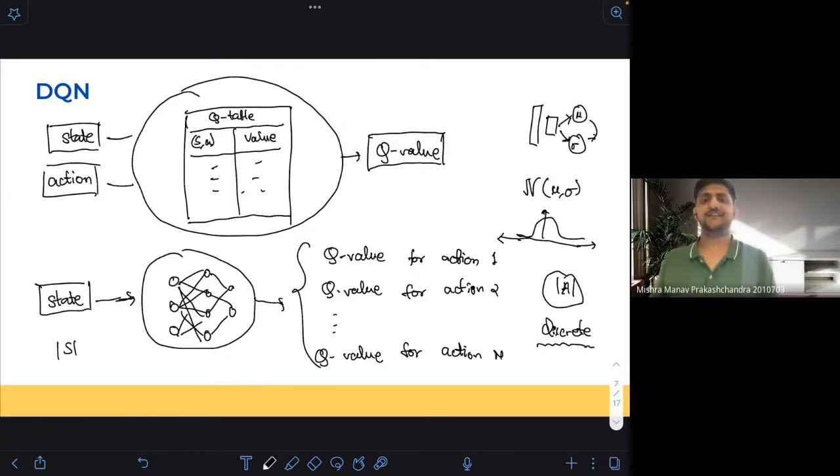But DQN is a different problem altogether, because eventually we have to take a max over all actions. So this thing won't hold true for DQN. So DQN is limited only to a discrete action space, right?